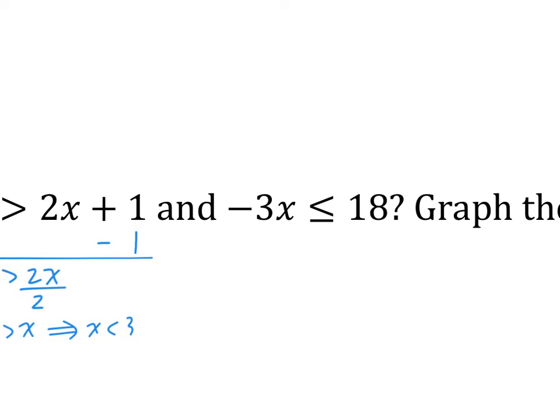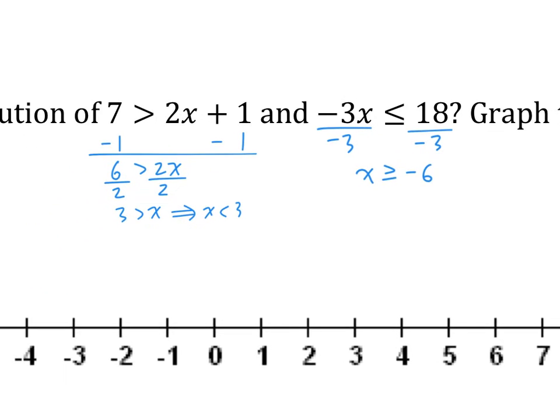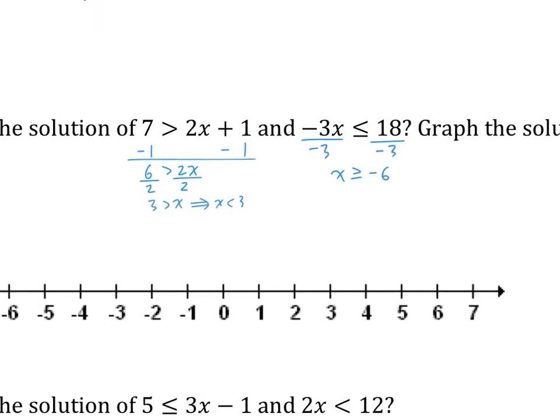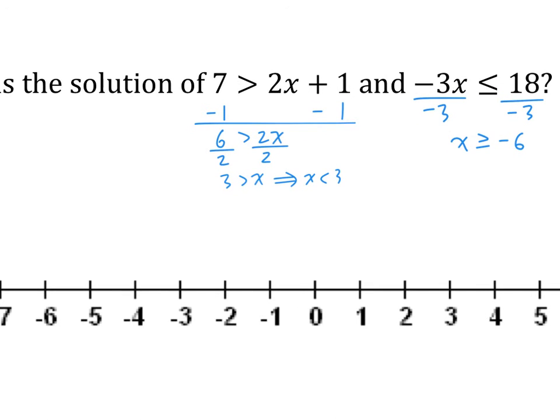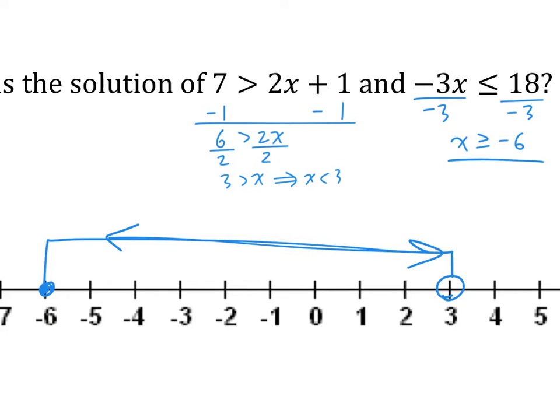All right, this one on the right. So divide by -3, divide by -3, x, and then what? Remember, when you divide by a negative number, you switch the sign. So x greater than or equal to -6. So it says to graph the solution. So we have x less than 3, which means open circle on 3, point to the left. And then we have x greater than or equal to -6, so closed circle on -6, point towards the right.